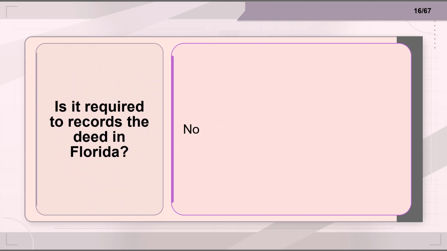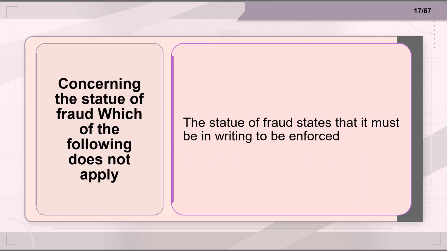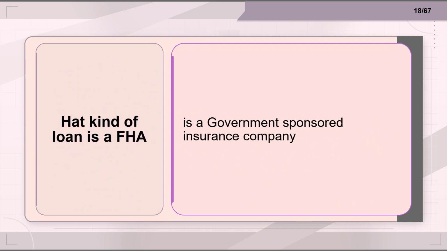Definition. No. Flashcard 17. Term. Concerning the statute of fraud, which of the following does not apply? Definition. The statute of fraud states that it must be in writing to be enforced. Flashcard 18. Term. What kind of loan is a FHA? Definition. Is a government-sponsored insurance company.